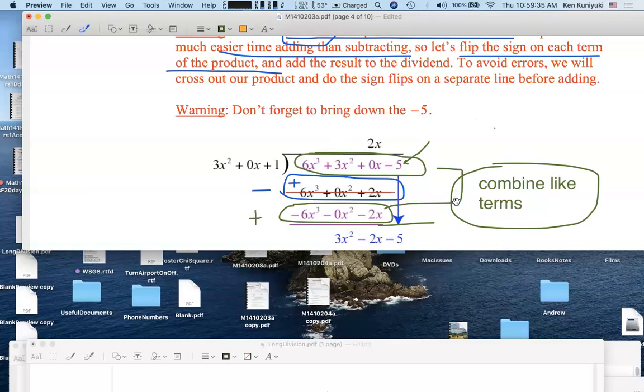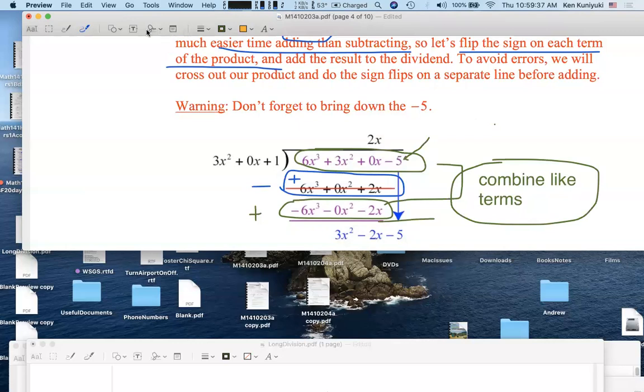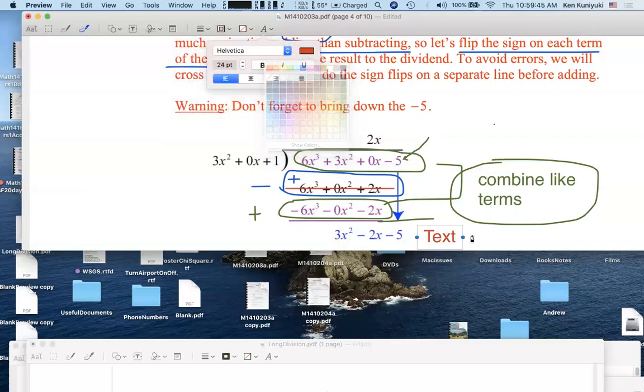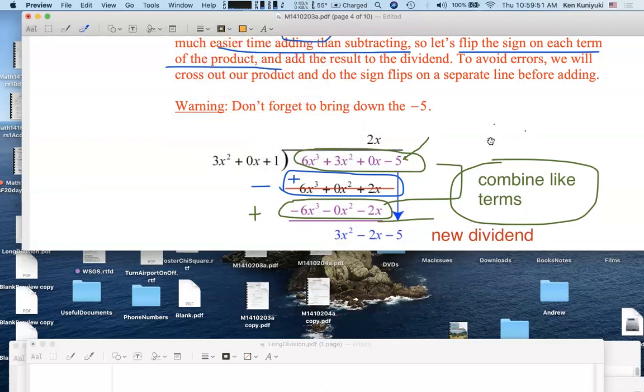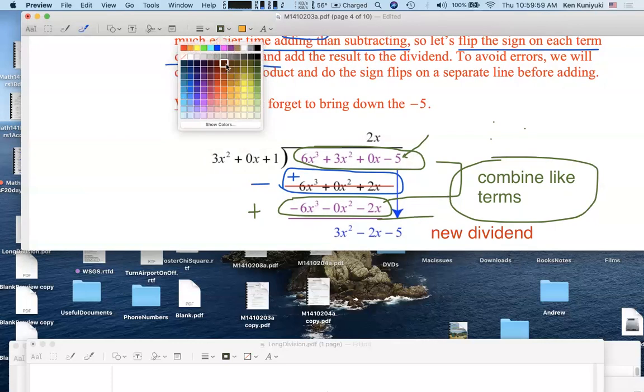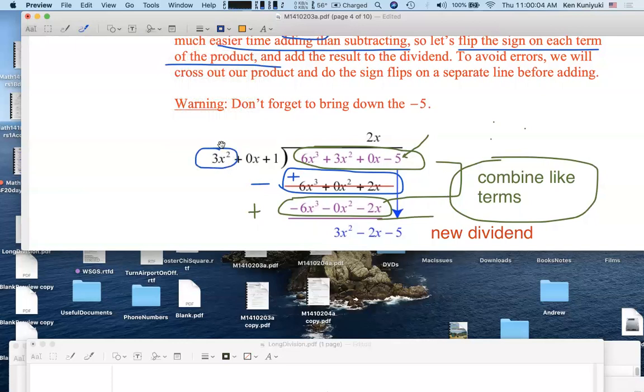All right. Now, in a way, we can think of this as the new dividend. And we basically repeat the process. So we have here, again, 3x squared. Do this in, how about blue? 3x squared is the leading term of the divisor, once again. Look over here. What's the leading term of our new dividend? It's going to be its twin, 3x squared.